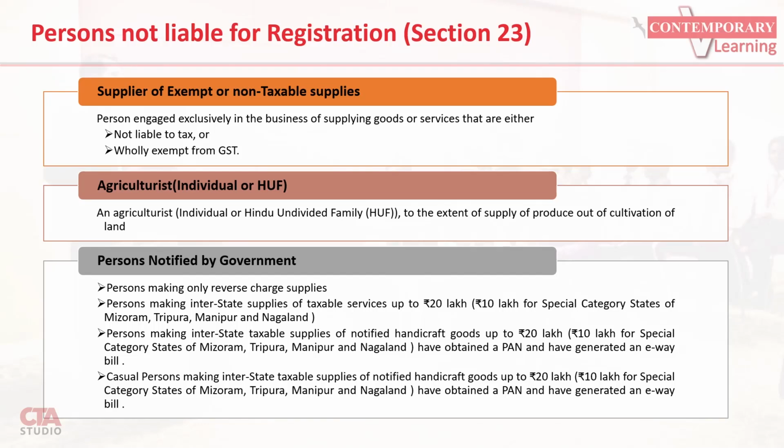Currently, this includes persons making only reverse charge supplies, persons making interstate supplies of taxable services up to rupees 20 lakh, rupees 10 lakh for special category states of Mizoram, Tripura, Manipur and Nagaland. Persons making interstate taxable supplies of notified handicraft goods up to the same limits, provided they have obtained a PAN and have generated an e-way bill. Casual persons making interstate taxable supplies of notified handicraft goods up to the same limits with PAN and e-way bill.